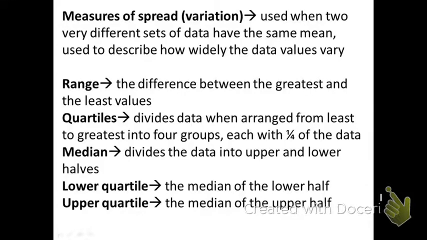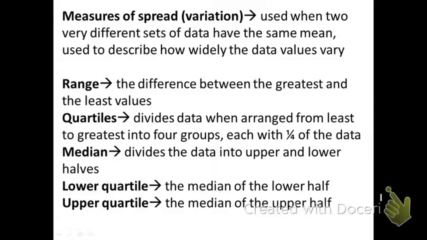So some definitions. We have measures of spread. We have talked about different things. Earlier we talked about mean, median, and mode, and those were measures of central tendency. But now we're going to talk about measures of spread. And this is used when two very different sets of data end up having the same mean. This is just a way that we can describe how widely the data values vary.